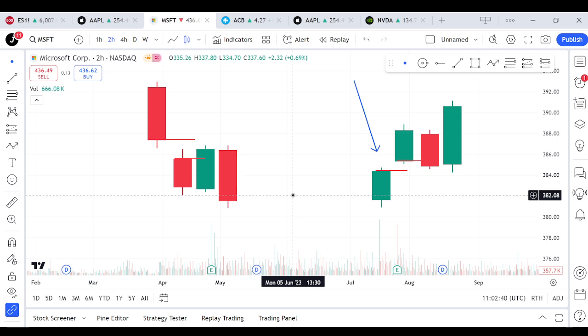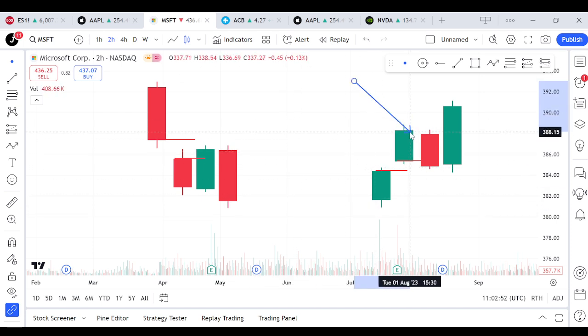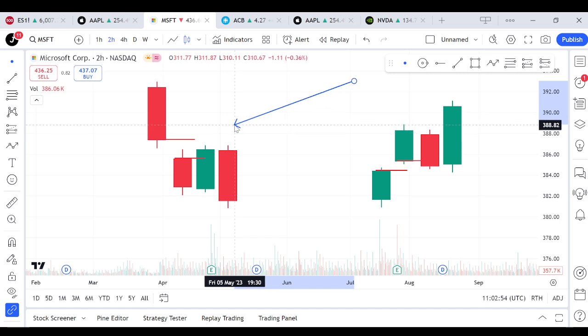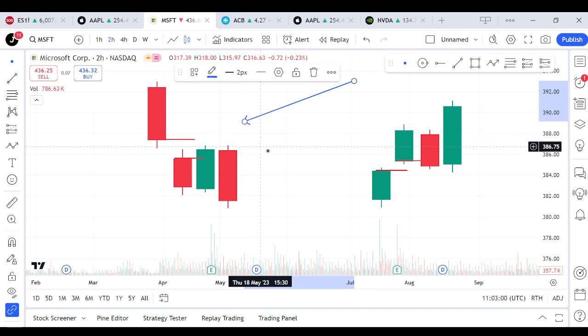So types of Tasuki gaps: we have the upside Tasuki gap, and this forms during an uptrend and signals bullish continuation. And next we have the downside Tasuki gap. This is the upside Tasuki gap and this is the downside Tasuki gap. The downside Tasuki gap forms during a downtrend and signals bearish continuation.